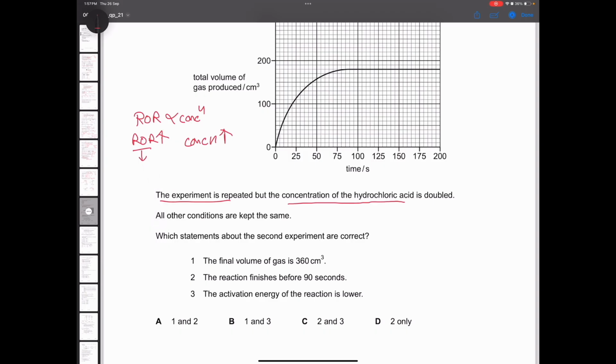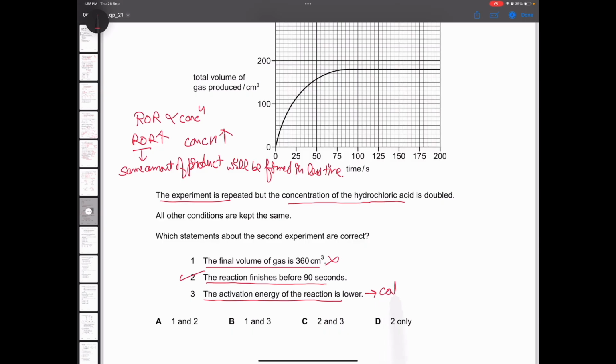Rate of reaction is more. It means the same amount of product will be formed in less time. So the final volume of the gas is 360. No, the amount does not change. Only it takes less time to form the same amount. The reaction finishes before 90 seconds. This is true. Statement 2 is correct. The activation energy is lower. No. Activation energy is lower only when you add the catalyst. So only statement 2 is correct, which is option number D.